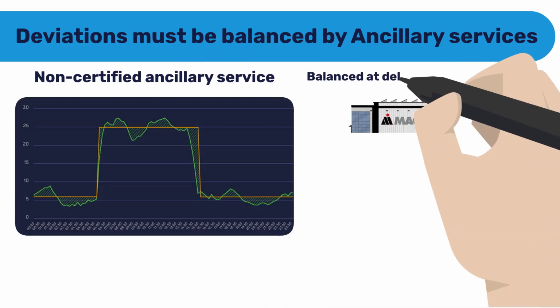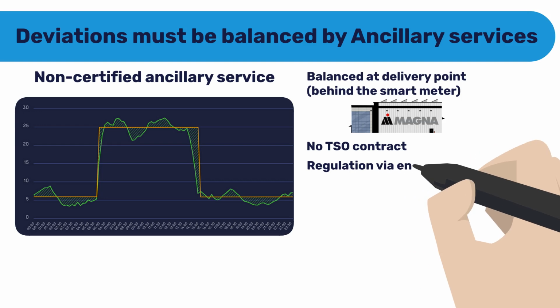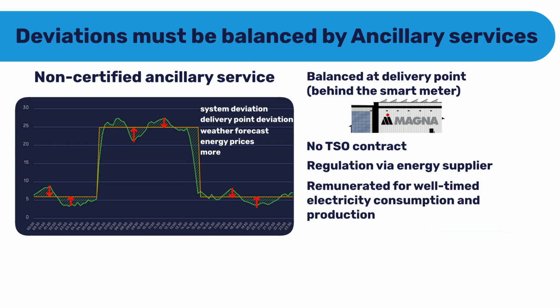Non-certified ancillary services balance the delivery point and system deviations behind the smart meter. They do not have a contract with TSO and provide the service through the energy supplier. The system monitors the current situation in the power grid, delivery points deviation, weather forecasts, energy prices, and a number of other factors, and according to which, regulates electricity consumption and production and gets remunerated.